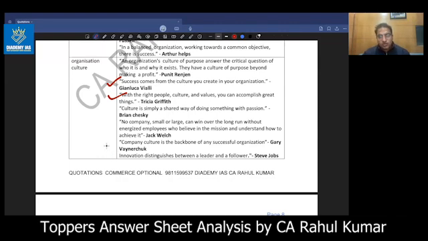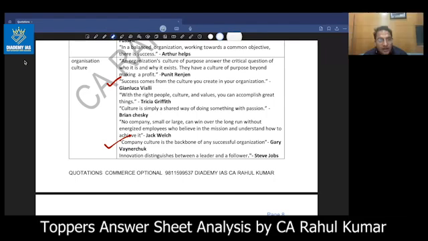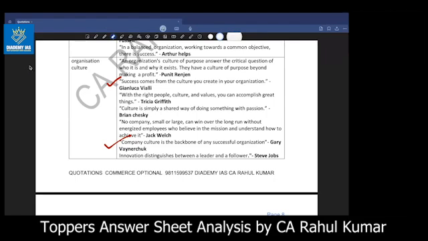And the second last is also good. Company culture is the backbone of any successful organization. I think these two are also enough. The first that we discussed, success comes from the culture you create in your organization, and company culture is the backbone of any successful organization. These two are enough. So will you be sharing the quotations on the group? Yes, either we'll share in the group or we will upload in the portal. Fine, sir. Thank you.